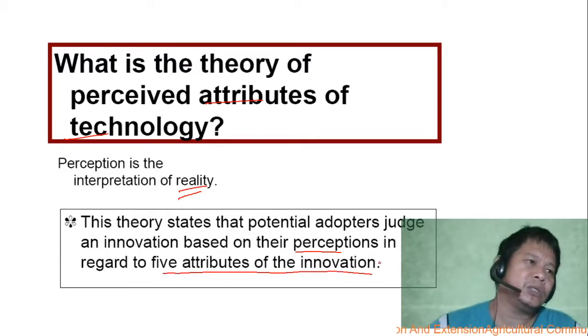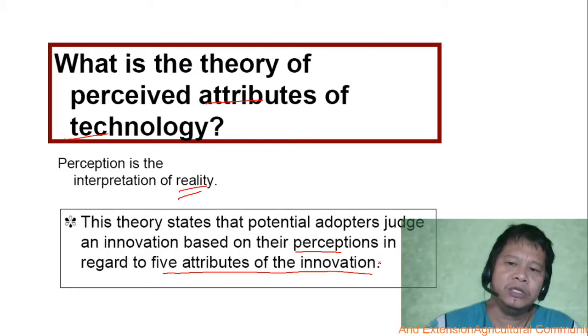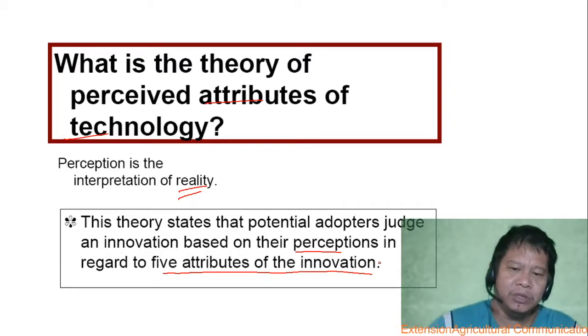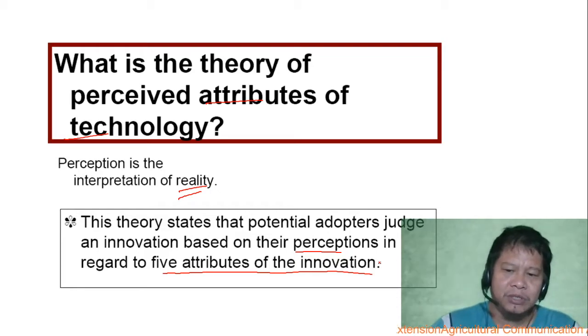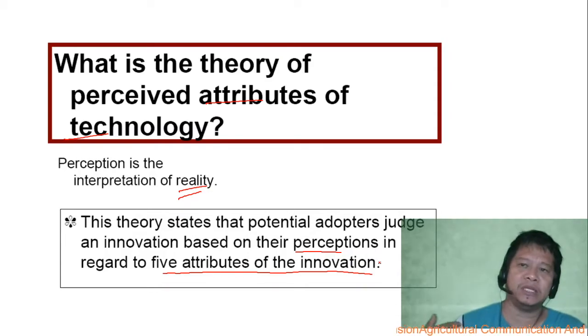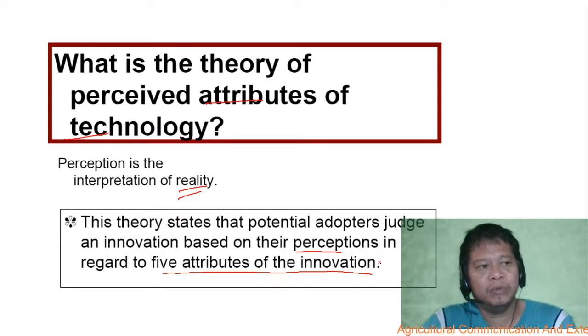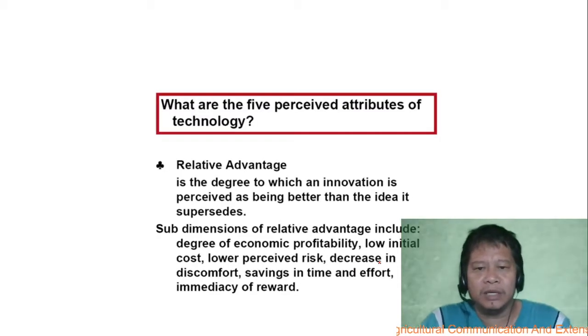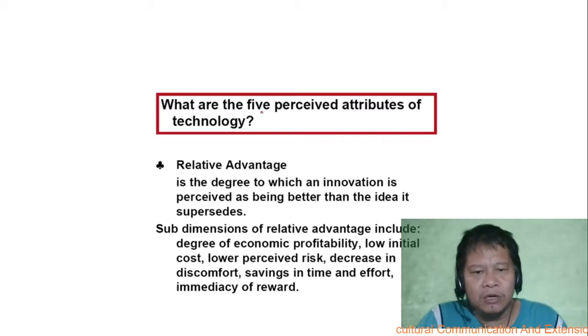No? So ang theory of perceived attributes of technology magdepende na sa perception sa adapters with regards to the attributes of technology. Unsa ba nga technology, angayan ba siya o dili, no? So depende sa iyang panlantaw, no? And depende pud sa attributes of technology. Okay? So what are now the attributes of technology, no? So the adapters look at the technology in terms of relative advantage, no?